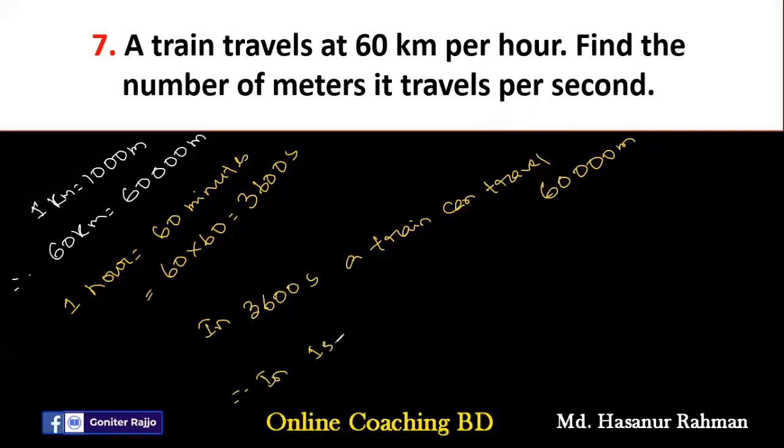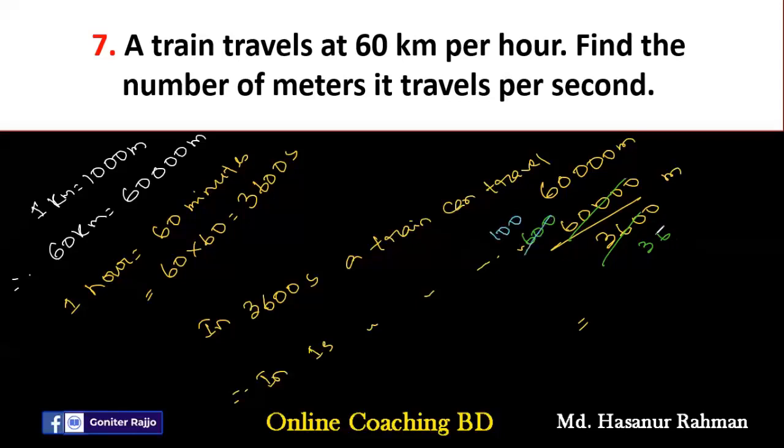Per second means 1 second. In 1 second, a train can travel 60,000 divided by 3600 meters. 60,000 and 3600 both can be divided by 100. So it will be 36 and 600. Then we can divide 36 and 600 both by 6. It will be 1 by 6, I mean 6 by 100. Then we can divide it by 2. Then it will be 50 by 3.